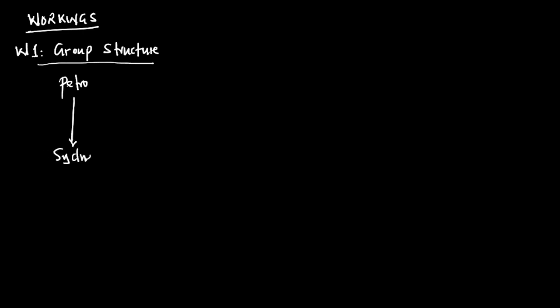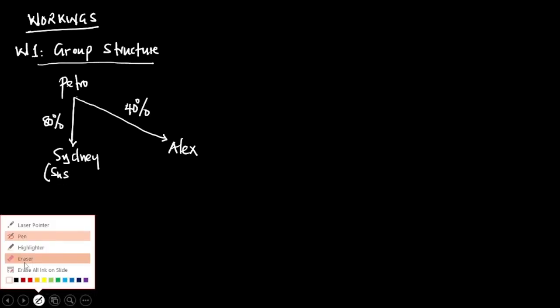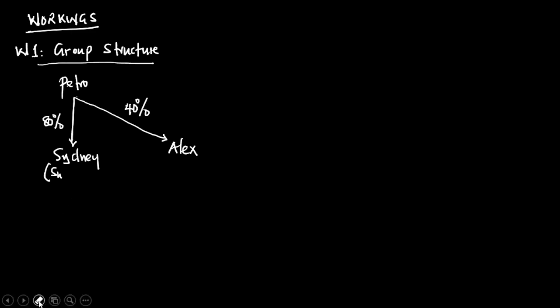You remember we have 80%, so 80%, and Petro's in Alex, that is Alex, 40%. So even below there, under SIDIN, you can indicate sub. So SIDIN is a subsidiary, so you can say sub. SIDIN is a sub. Then Alex, associate.